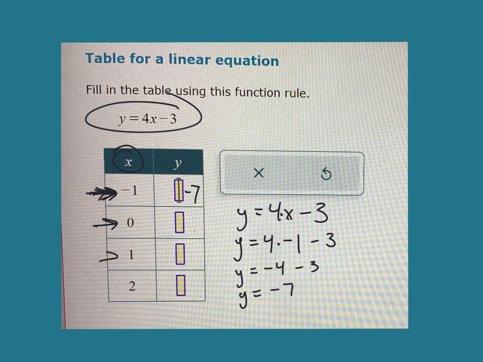And then you continue that. You'll plug in 0 for the x, and then you'll plug in 1 for the x, then you'll plug in 2 for the x, always writing the answer that you get for y in the y space. So your y answer will always go in here.